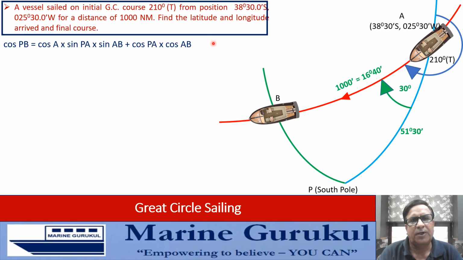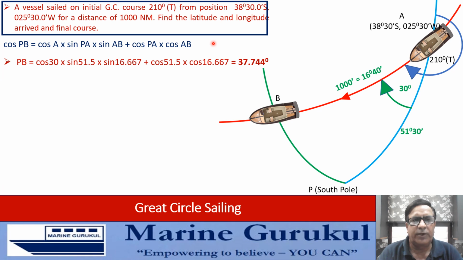We know all these parts. We put their values and we calculate the value of PB as 37.744 degrees. Now this PB value, if it's less than 90 degrees, that means position B is in the southern hemisphere. Had this value been more than 90 degrees, that means B would have gone to the northern hemisphere.